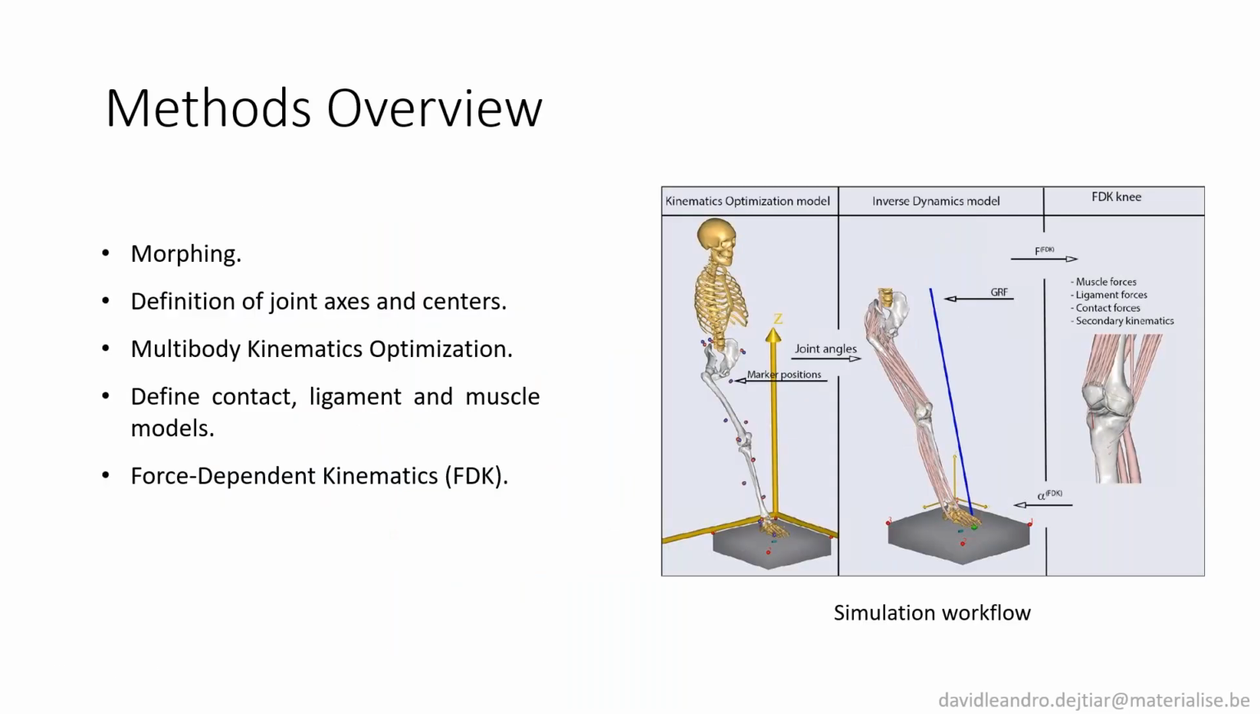As a brief recap of what we did so far, we first segmented the medical images and morphed the model. Then we defined joint axes and centers based on bony landmarks. With that, by using the recorded marker trajectories, we could already perform the multi-body kinematic optimization. Then we had to define the contact, ligament, and muscle models, which required to perform a force-dependent kinematic analysis.